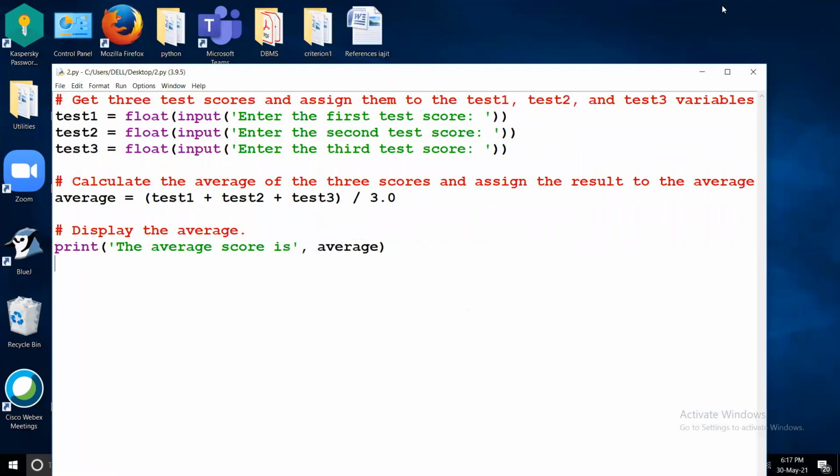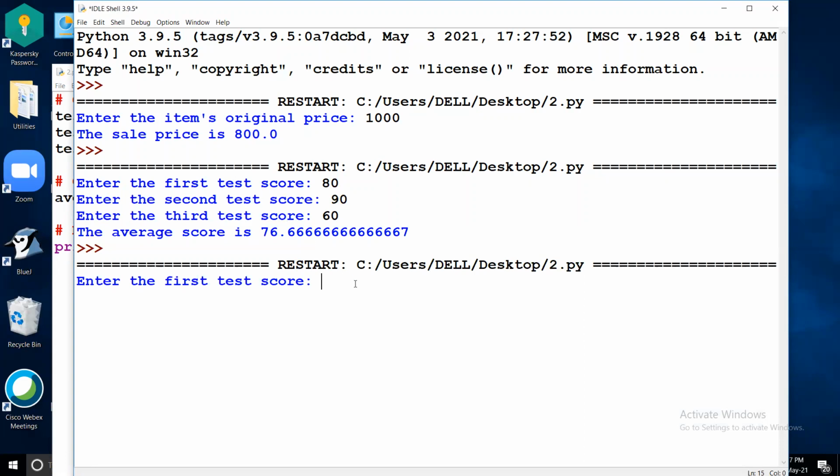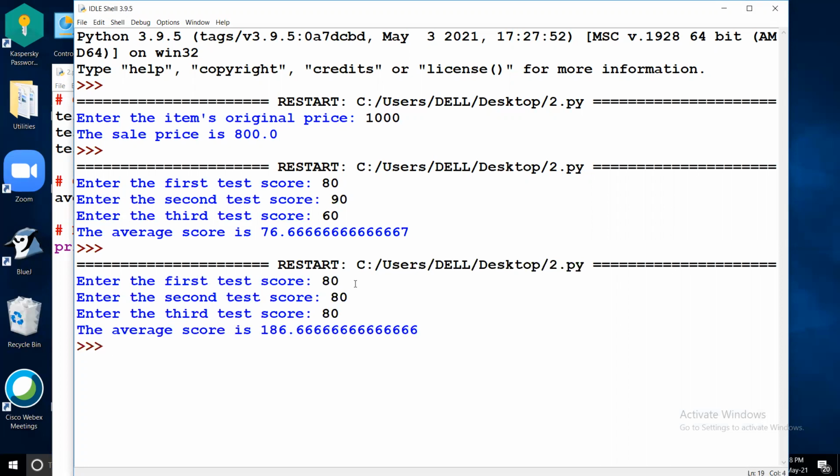Now, let us see what will happen if I do not use the parentheses here. I'm removing the parentheses. Now you can see the result is going to be wrong. Let us run this program. Again, it is asking to enter the first test score. I'll give 80. Test score 2 also I'm giving 80. Test score 3 is also 80, because to understand it very easily, I should get the answer 80. The average should be 80. Let us see what the answer is. It is giving 186.66, something like that.